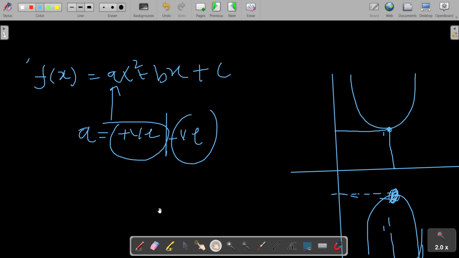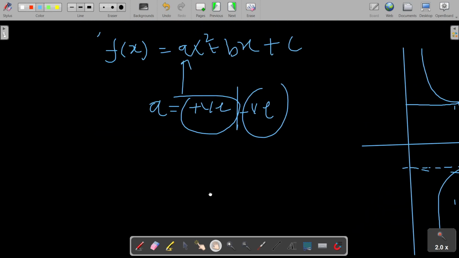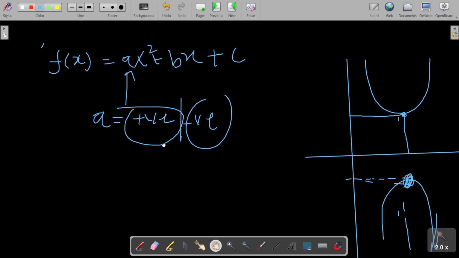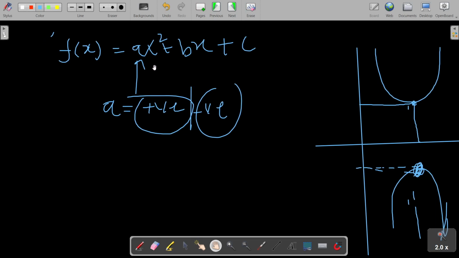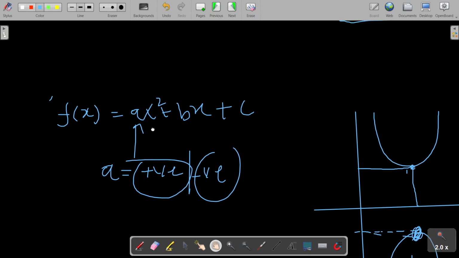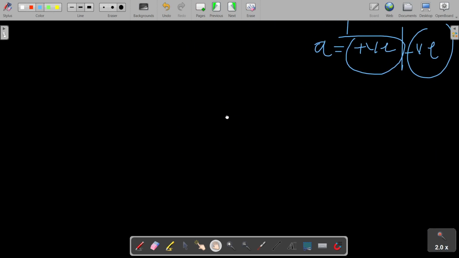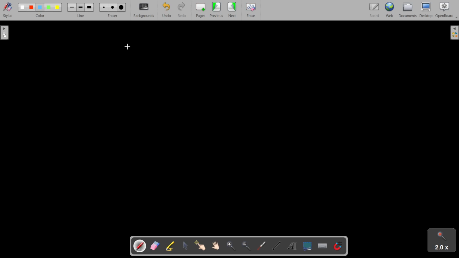There is a thing known as the discriminant of a quadratic equation, which decides the nature of the roots of this quadratic equation. The x values are the roots of the quadratic equation, and to find the nature, whether they are real or not, we use the discriminant. The discriminant is denoted by delta or D. It is b squared minus 4ac.